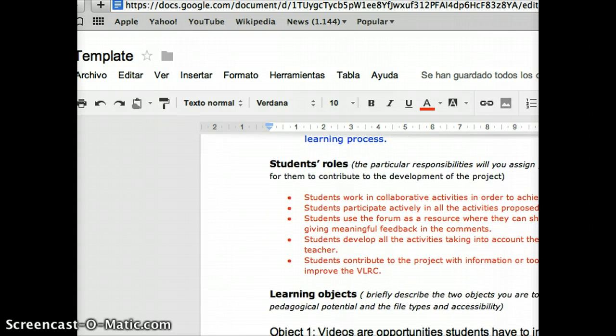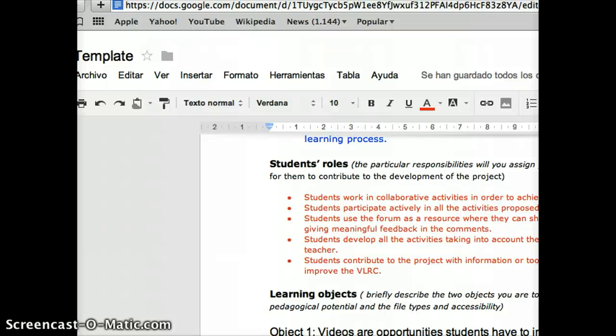Student roles. Students work in a collaborative activity in order to achieve the objectives of the project. Students participate actively in all the activities proposed to accomplish the objectives.